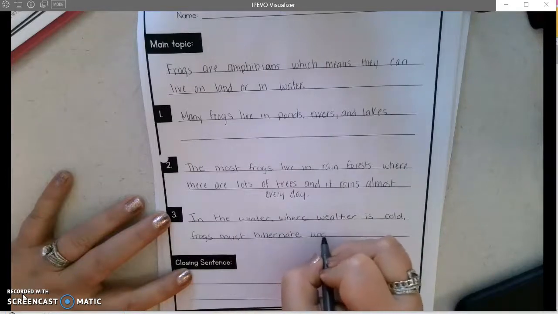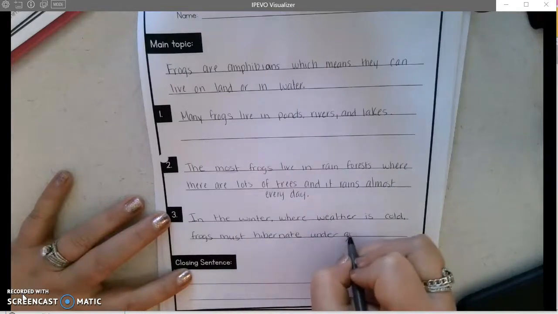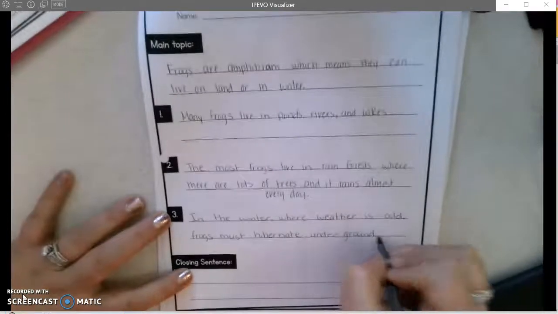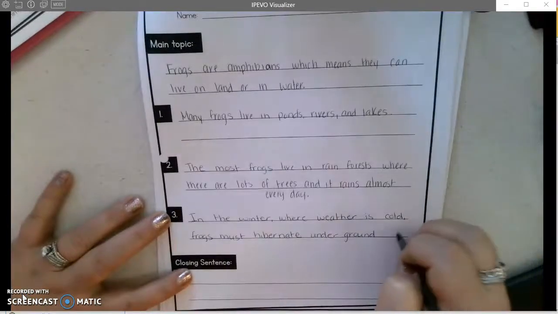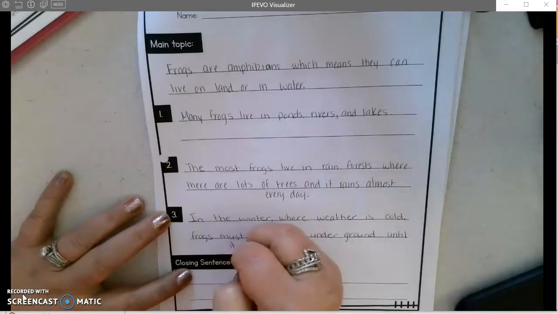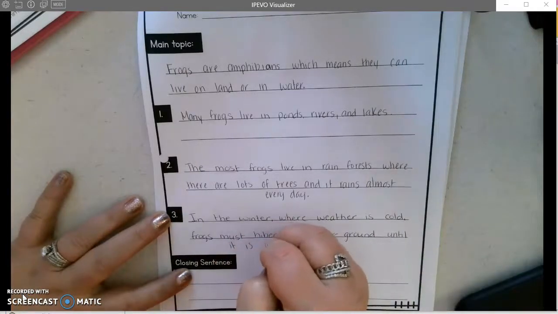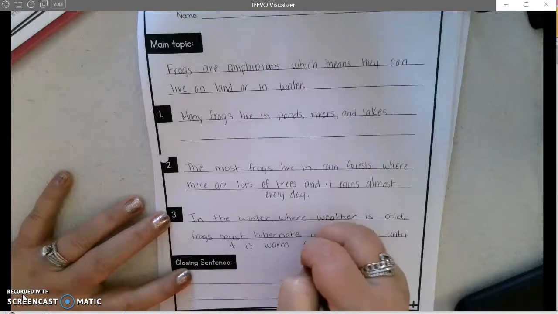Underground, that's one word, not two, until it is warm again.